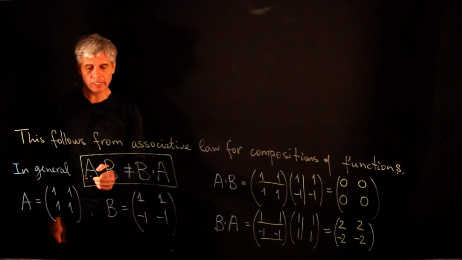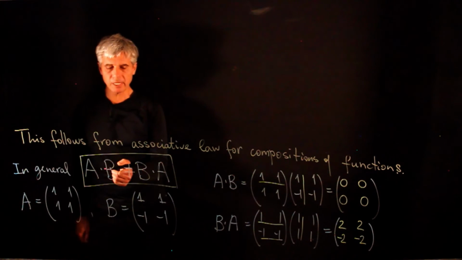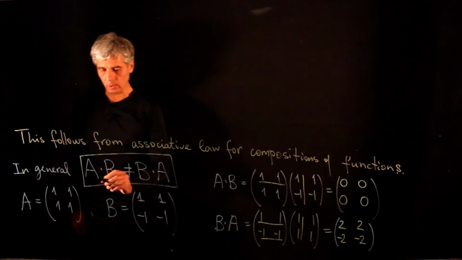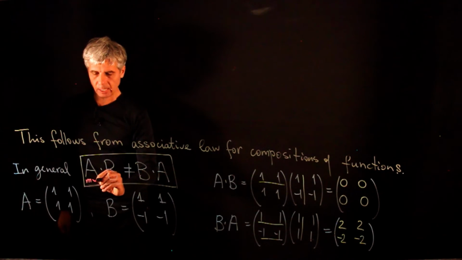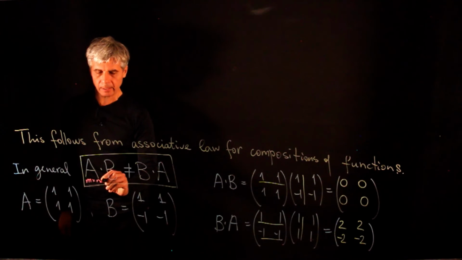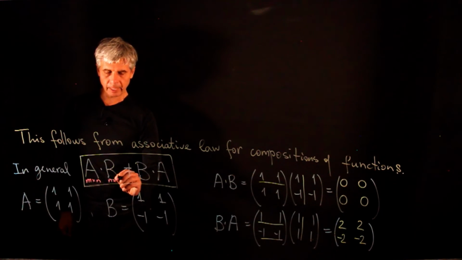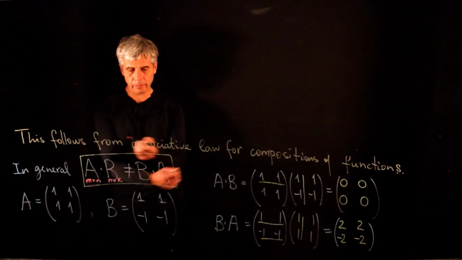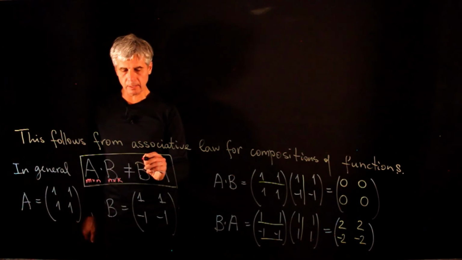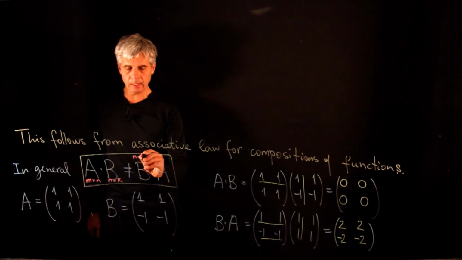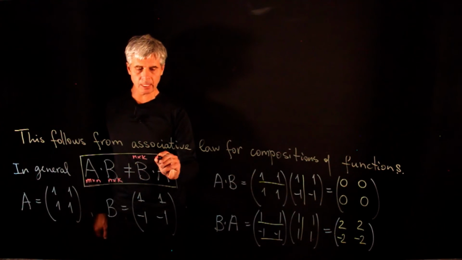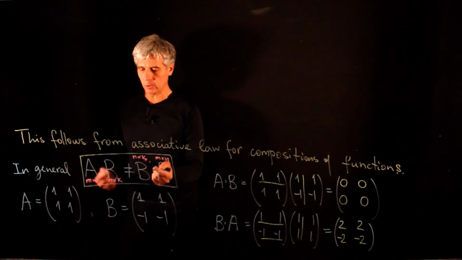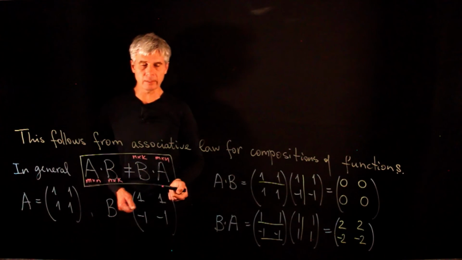Let us point out that even if the product A times B is defined, the product B times A may not be defined at all. Because here we should have matching indices. If this A is m by n, then B should be n by k, right? And if we change the order of these matrices, then B becomes n by k, and A becomes m by n. So unless k is equal to m, we cannot even interchange these two factors.